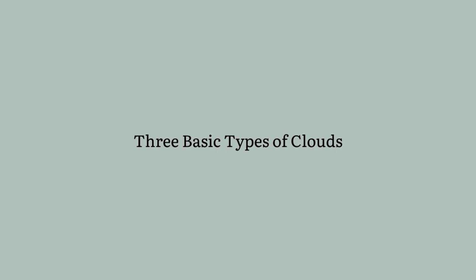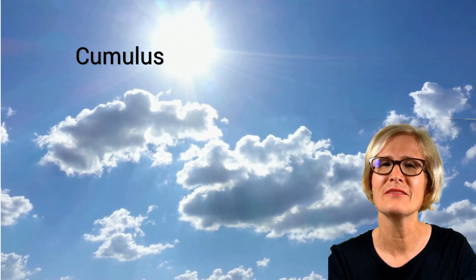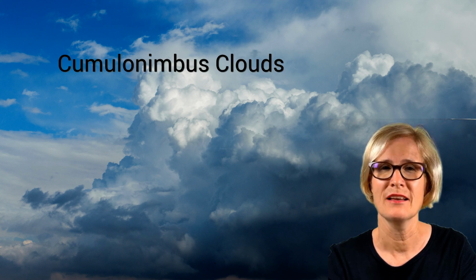Now, let's talk a little bit about the three basic types of clouds and the type of weather that they are associated with. Cirrus clouds are thin and wispy and usually found high in the sky. They are composed of ice crystals and often indicate fair weather. Cumulus clouds are fluffy and have a cotton-like appearance. They form at lower altitudes and are associated with fair weather. But they can develop into larger, more vertical clouds called cumulonimbus clouds. These bring rain or thunderstorms.